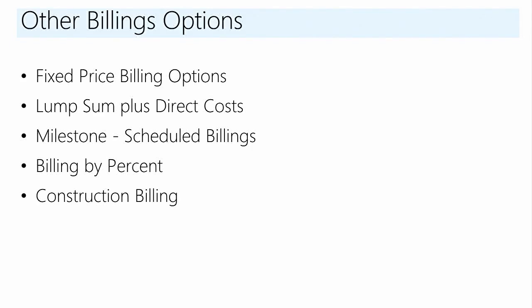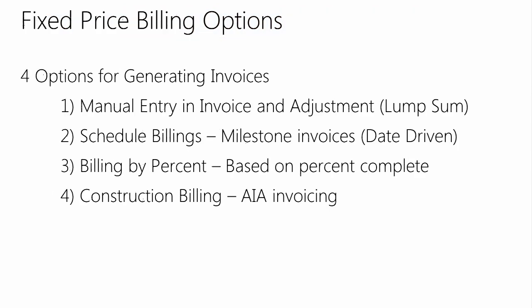We've covered time and materials as well as the cost plus workflow. Fixed price billing options tend to be a little bit different. We'll discuss lump sum plus direct costs. We'll also discuss milestone and schedule, which is scheduled billings, billing by percent, and construction billing. There's 4 options we usually have related to fixed price.